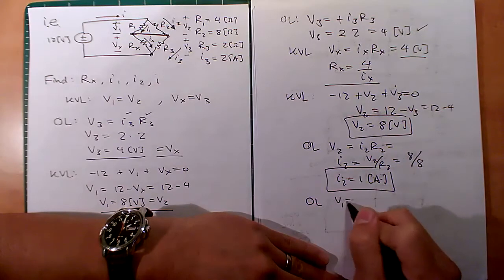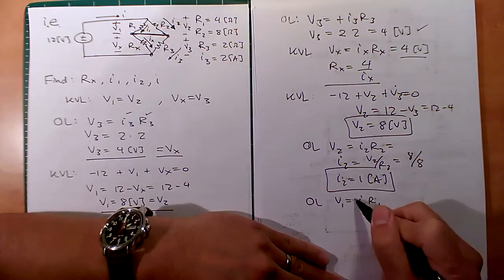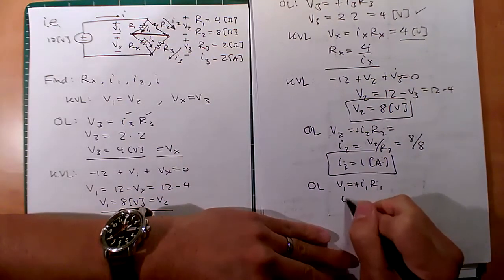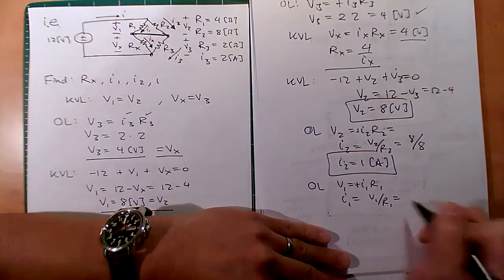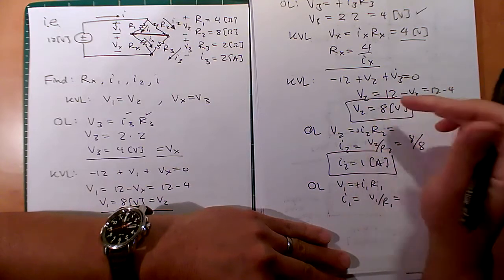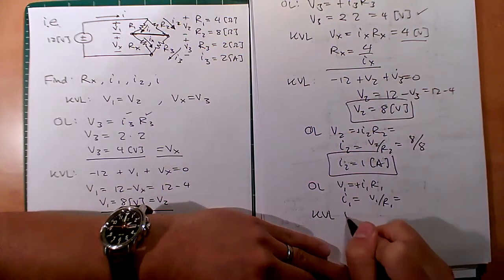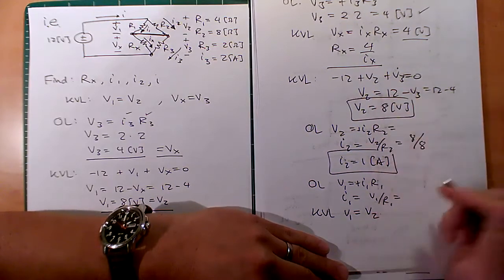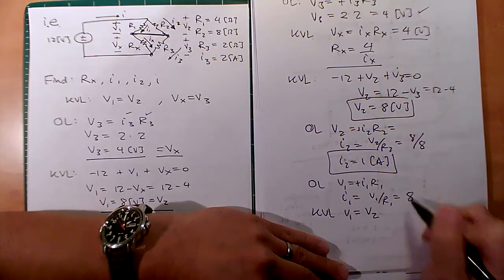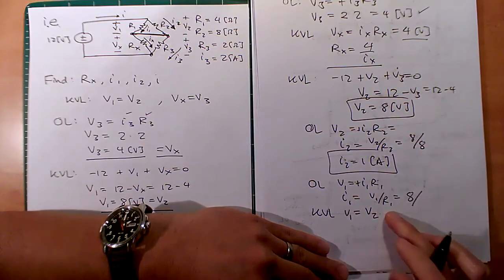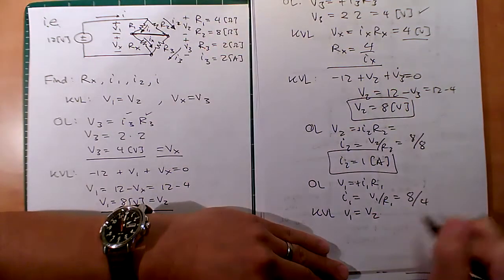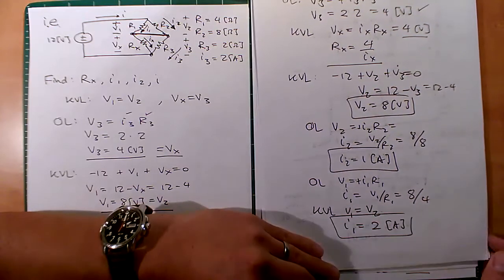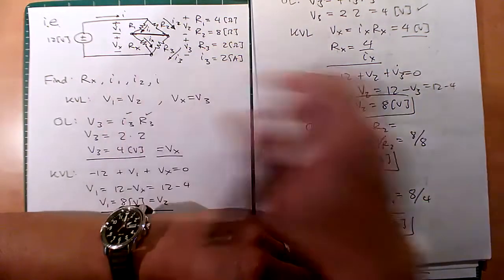Ohm's law, V1 is equal to I1 R1. Again, all these are positive, positive, positive. Yep, all going to the positive terminal. So I1 is equal to V1 over R1, and V1, which we know by KVL, is equal to V2. So notice I'm writing every single step down. V2 is 8, V1 is also 8, divided by R1, which is 4. So I1 is equal to 2 amps. Excellent. Okay, so we've knocked out this one and this one.